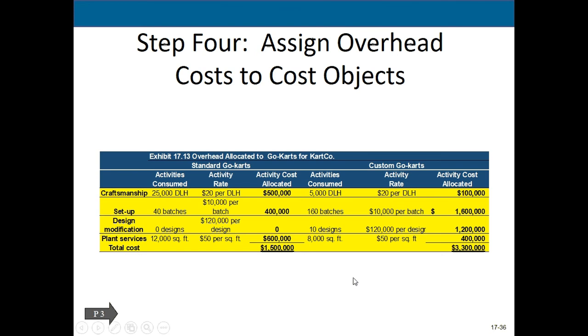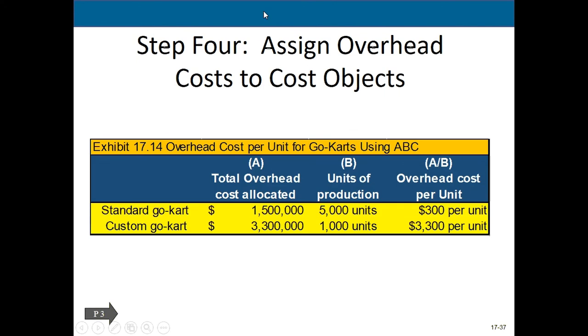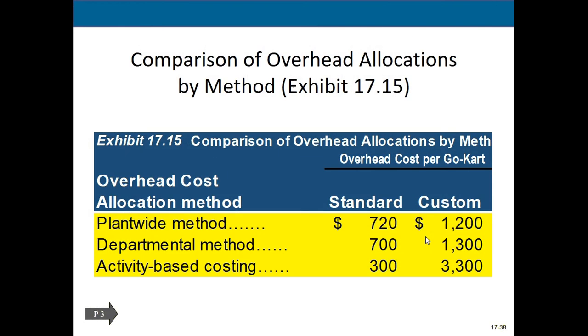I think that's exactly what we're going to do. Here it is, the 1,500,000, 5,000 units. Look, overhead cost for standard go-karts is going to be 300 each, and it's going to be 3,300 for custom. Do you remember what that was for the plant-wide overhead rate and the departmental overhead rate? It's quite different. There it is. The plant-wide method, we were applying 720 to standard. Now we're applying 300 to standard. 1,200 custom and 3,300 to custom.